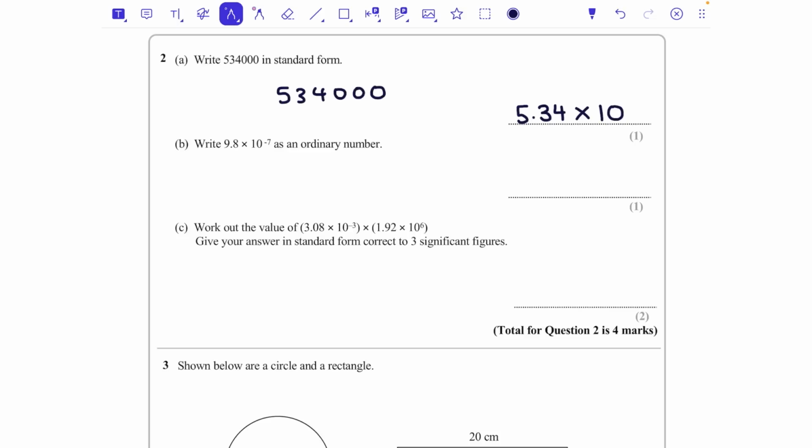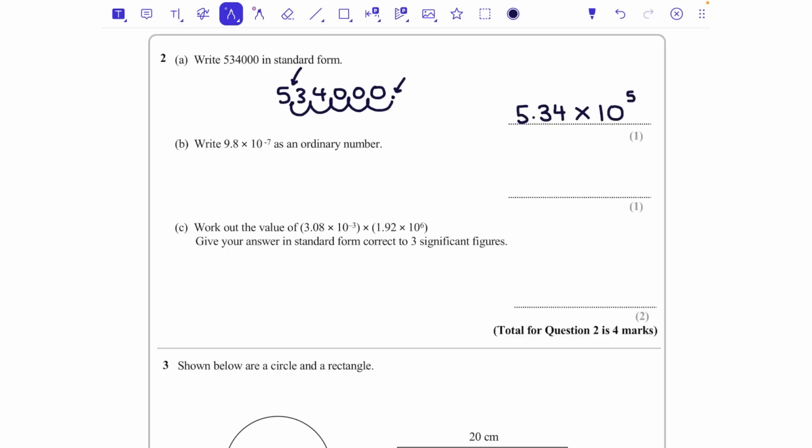Now 534,000. If we want to multiply 5.34 to get 534,000, how many times would we need to move that over? The easiest way to do it is to move the decimal point. It's not the decimal point moving, but it's the easiest way of counting the place value column. So 1, 2, 3, 4, 5. The decimal point at the minute is here, and we want it to be there between the 5 and the 3. So although it's all the digits that are moving, that's the quickest way to count. So 5.34 times 10 to the power of 5.